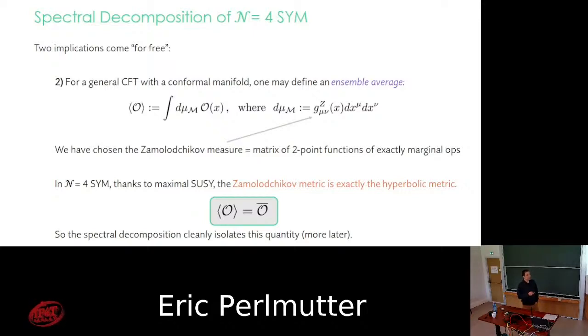And a natural choice for the measure is the Zamolodchikov measure. You can choose other things, but the natural choice is to use that, where you construct it from the Zamolodchikov metric, which is just defined to be the matrix of two-point functions of exactly marginal operators.